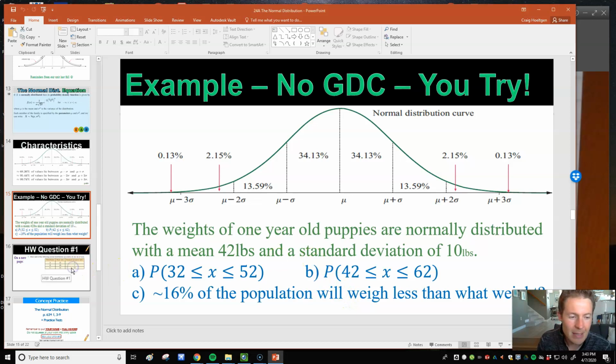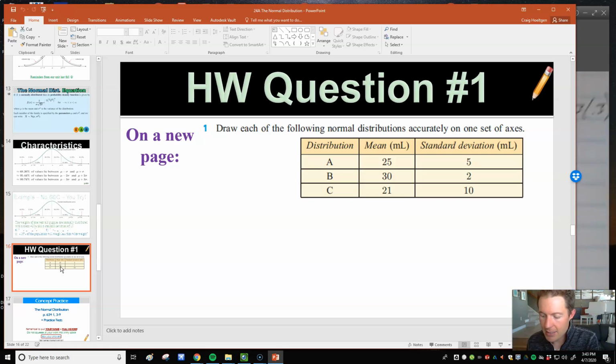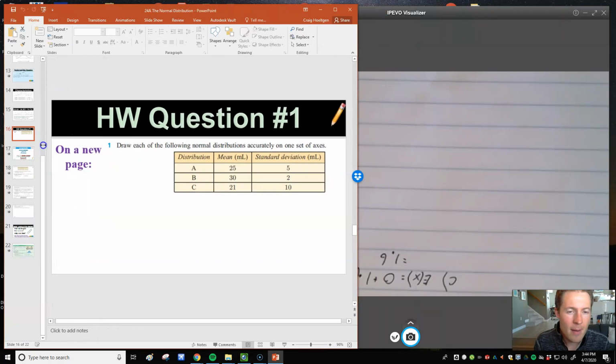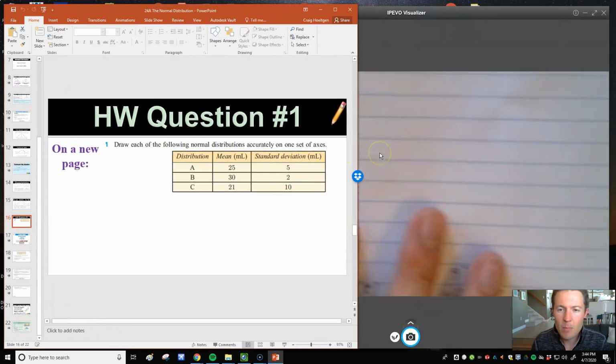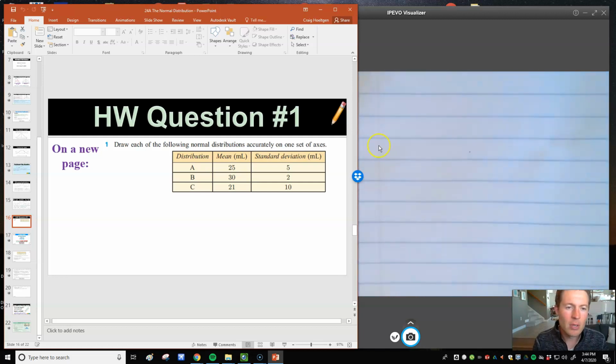Okay, let's keep going. All right, so draw each of the following distributions accurately on one set of axes. Let's give this a shot. I wanted to do this one together. I like to go over some of these together to get the ball rolling. And of course, you can give that a shot first, and then I'll go over it. Okay, let's dive in. So here we have, and it says on one set of axes, and I think that's important. Let's look at why.